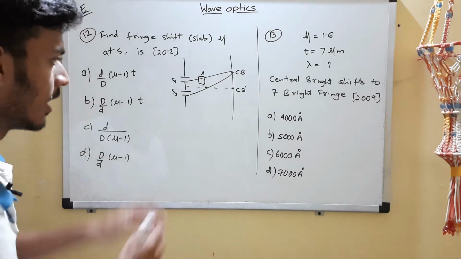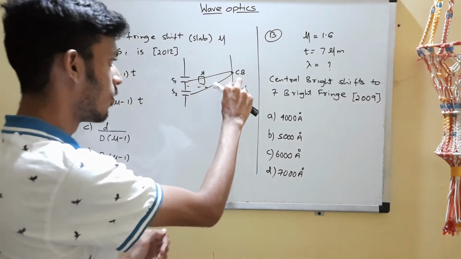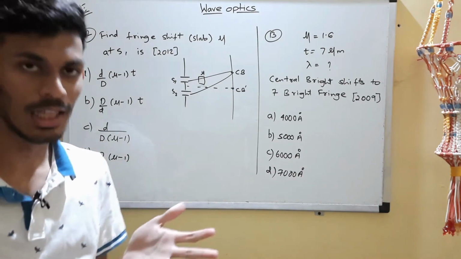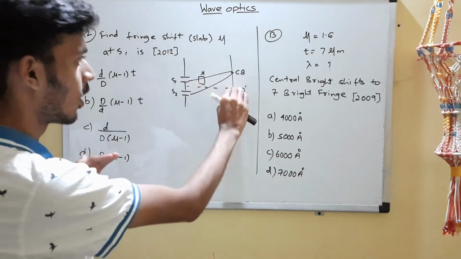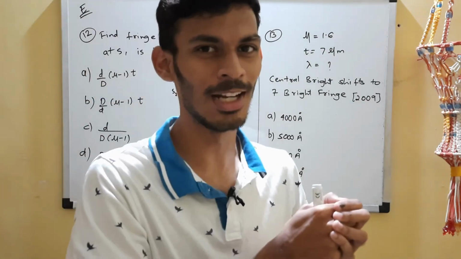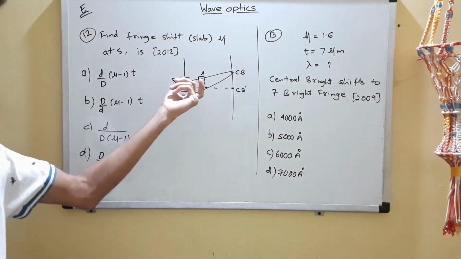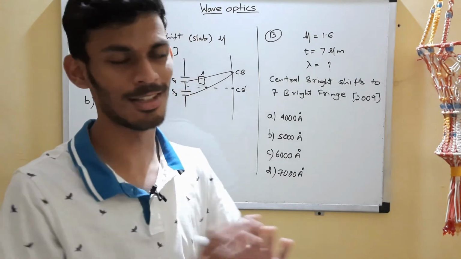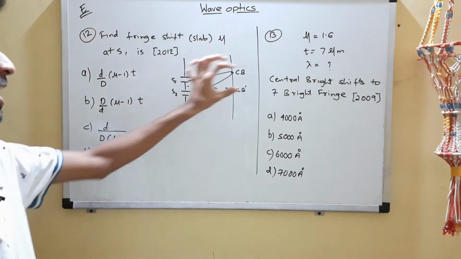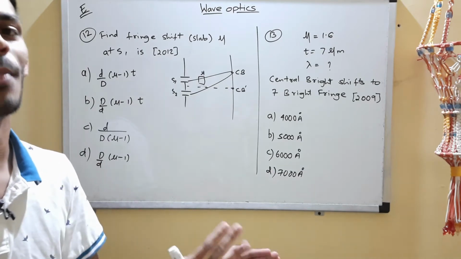Okay, so basically the central bright will no longer be formed at this position, which is the center between the two slits. It will be no longer formed over here. It will be formed somewhere above, due to the path difference which is created due to this slab. Let's not go into the very details of this. You can trust me on that, that the central bright will shift to some other point.